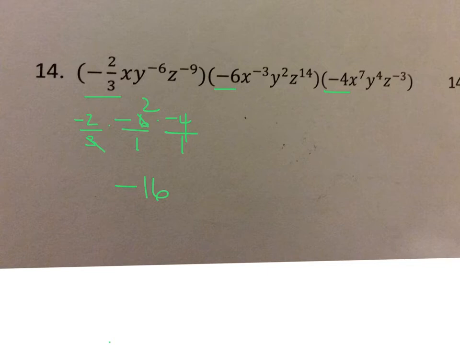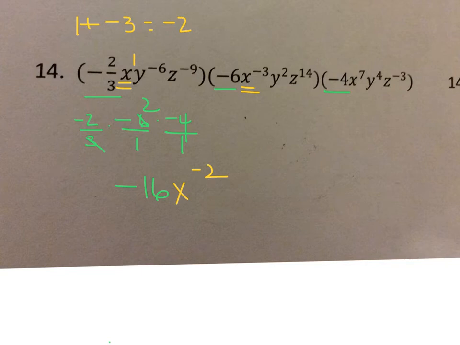First thing I'm going to do is put a 1 on my x here so that I don't forget it's got a 1. So let's start with the x's. So x to the first and x to the negative third. If I take 1 plus negative 3, that's negative 2. So that gives me x to the negative 2.